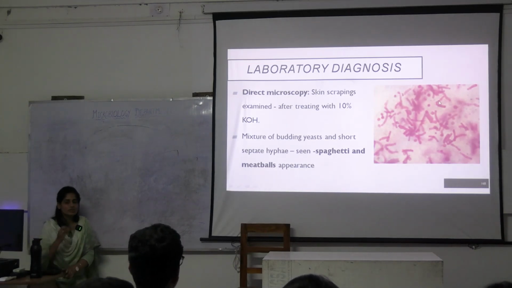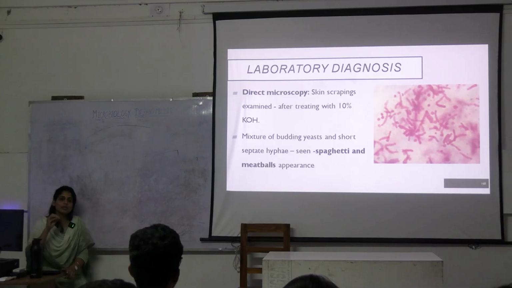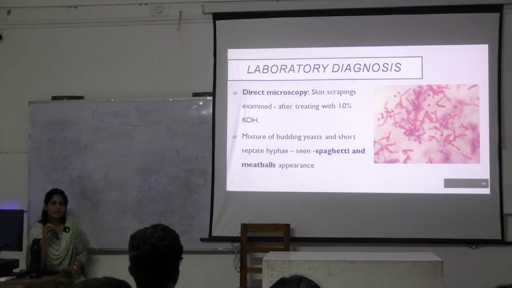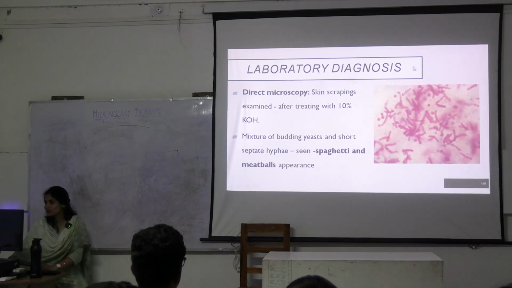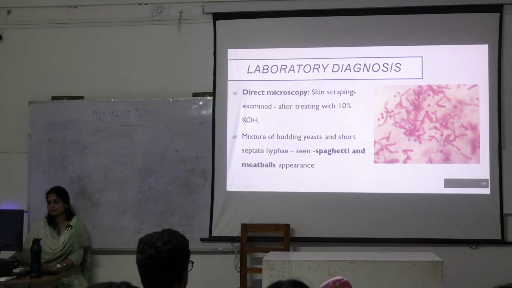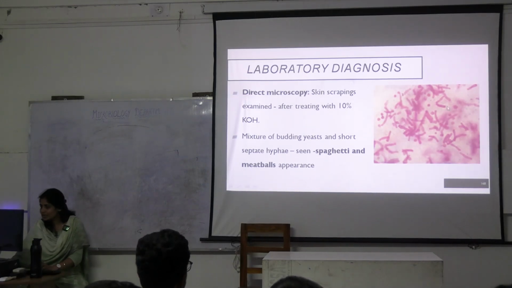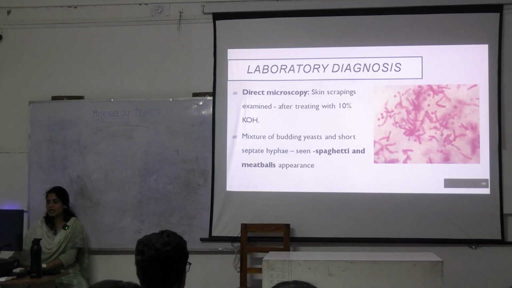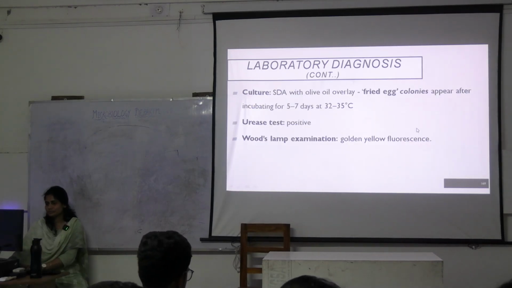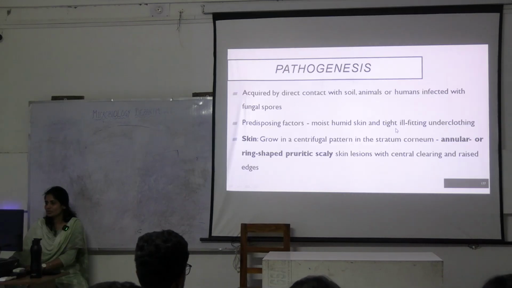Everybody knows by now. You use the skin scrapings, dip it into potassium hydroxide and then observe it under the microscope. Which field? High power field. Okay, this much you know. This is what? This is a spaghetti and meatball appearance. What are you seeing here? These are the hyphae, right? These are budding hyphae and budding yeast cells. So what do you call it? Spaghetti and meatball appearance. I'll just show you pictures.